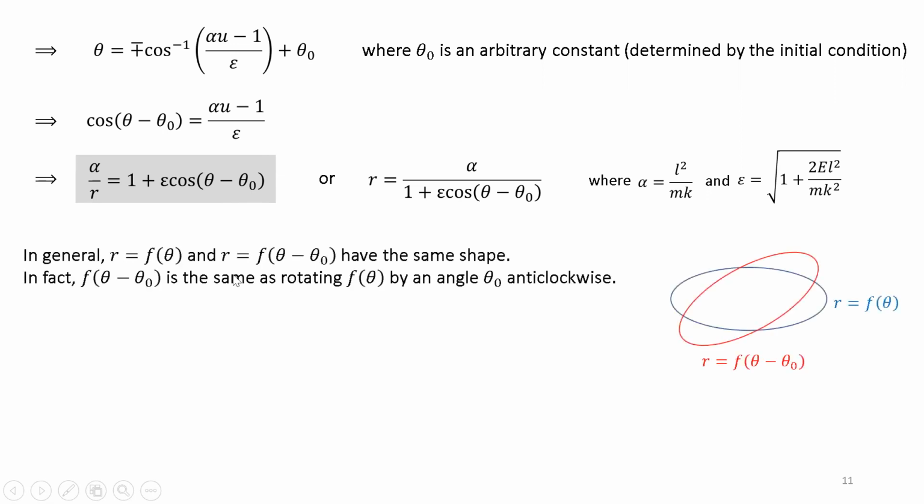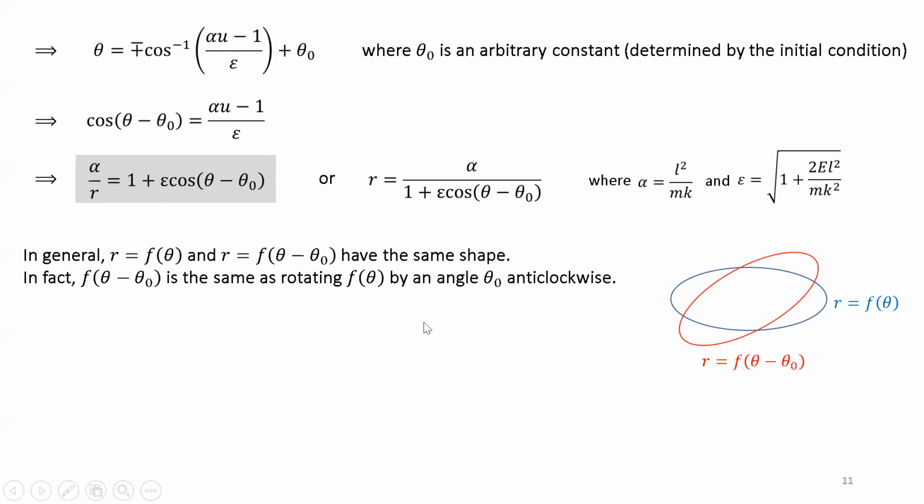So look at this picture over here. In general, if I have r written as a function f of theta, and another which is written as f of theta minus theta naught, these two actually have the same shape. The difference is just that one of them is rotated by an angle theta naught.